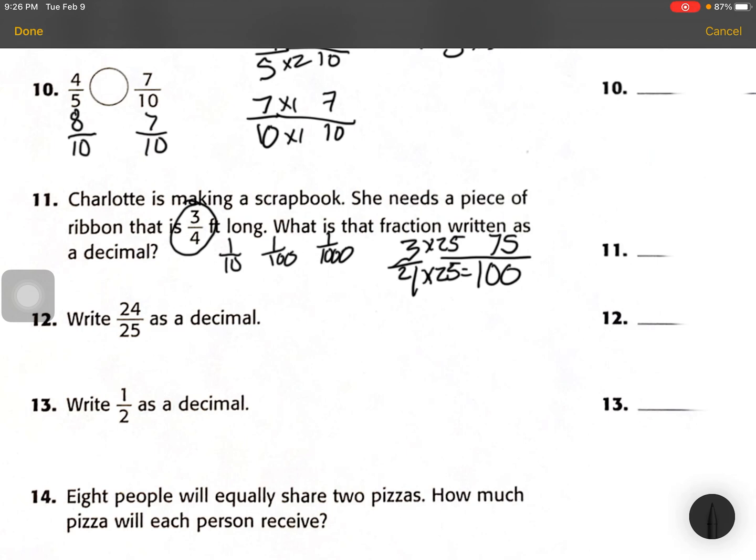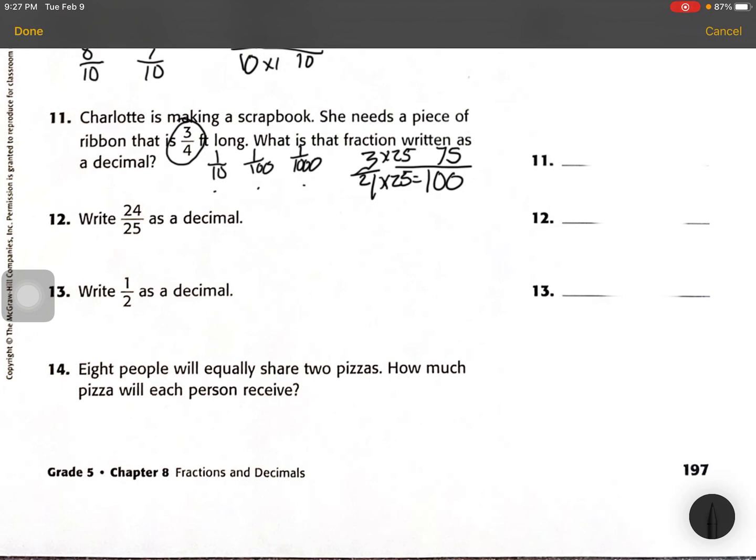Now you need to write that as a decimal. If you look on your desk, you'll see a handy dandy little chart that'll help you figure out how to write that as a decimal. Okay, 24/25, same story. Can we convert it to 1/10, 1/100th, or 1/1000th? I'll let you decide. And same with 13. Looking at 1/2 as a decimal, can we convert that to 1/10, 100th, or 1/1000th? Figure it out and write your decimal.